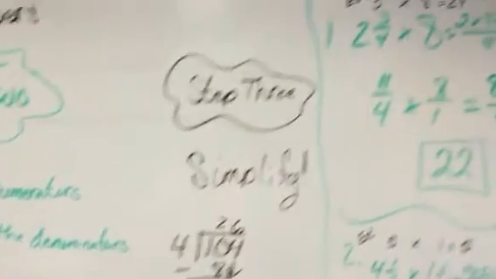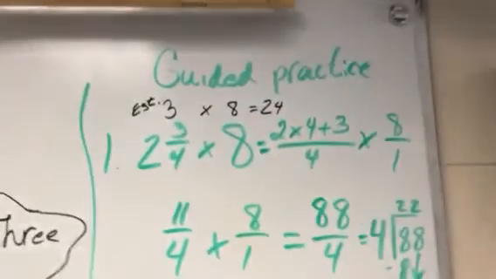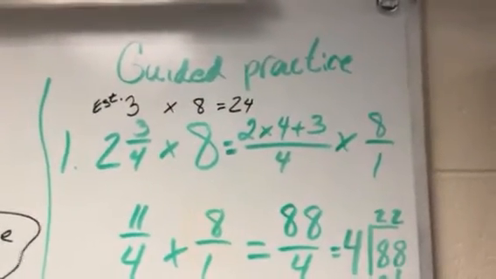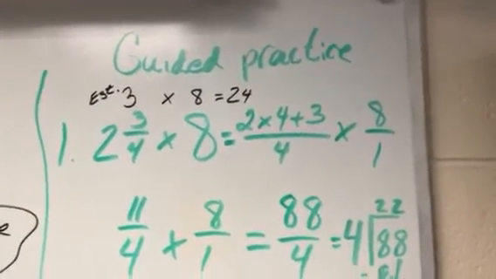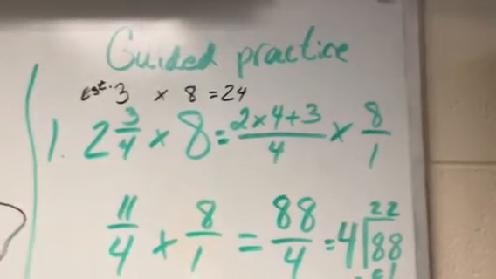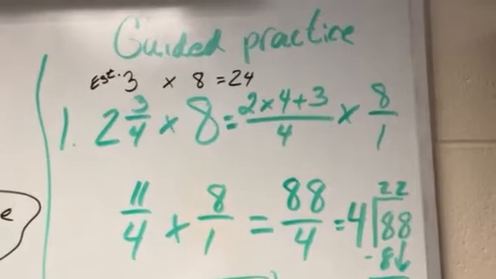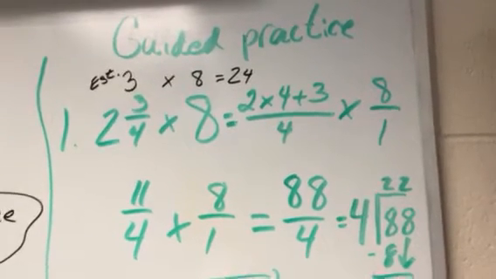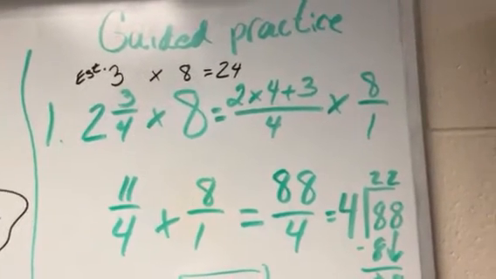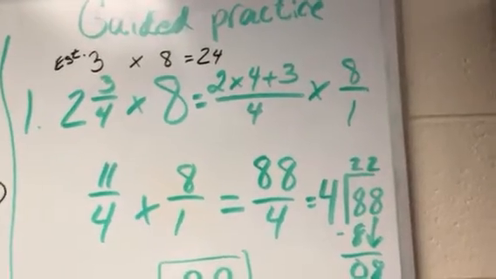Now the guided practice has kind of an extra step that we didn't talk about down here, and that's estimating. It's always a good idea to, before you do the problem, estimate what you think it might be. That way that will help you check for reasonableness. If your answer is way different than your estimate, you probably made a mistake somewhere.